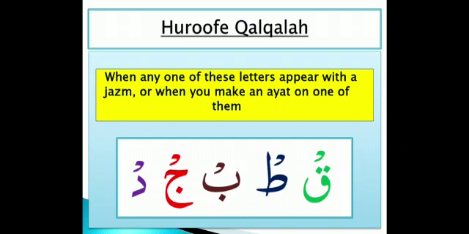Similarly, when you make waqf on one of these letters, even though they are mutaharrik with zabar zir pesh, the zabar zir pesh will change into a jazm. Hence there will be Qalqala on these letters.